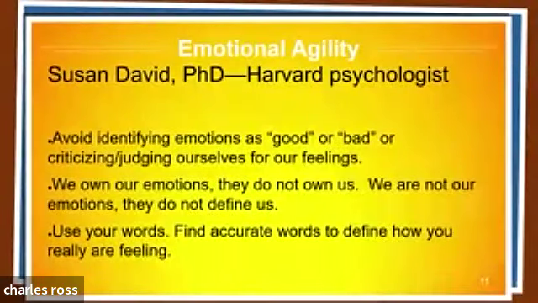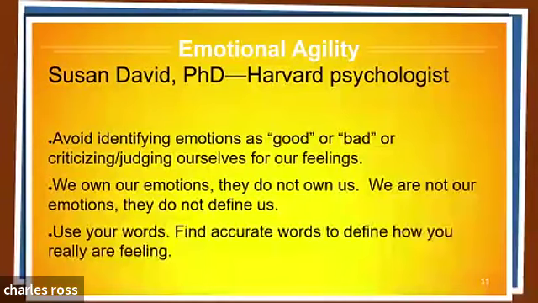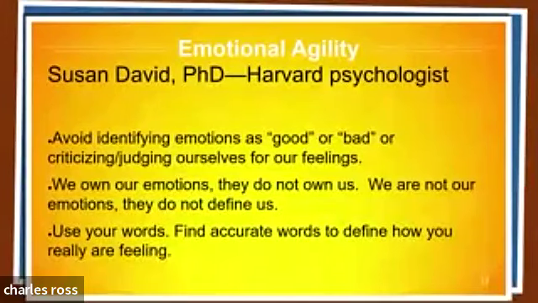Our emotions do not own us. And when she talks about this, think about how we use our words. When you say things like, I am sad, or I am lonely, that's saying that's who you are, that's part of your being, and that's not necessarily true. It's an emotion you are feeling. So I am feeling sad. I am feeling lonely. Doesn't mean that's who you are. It's an emotion. It can be transient. It can change at any time. It is not permanent.